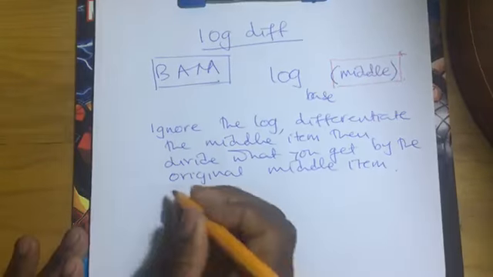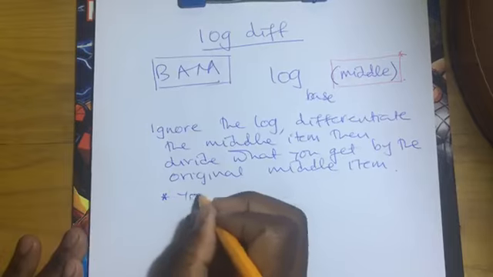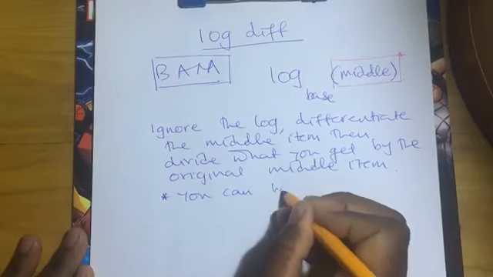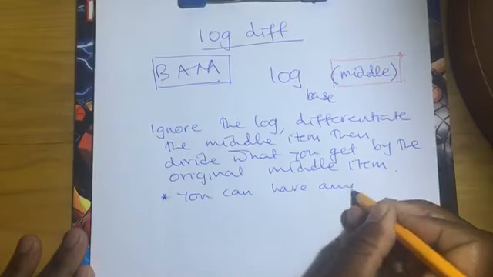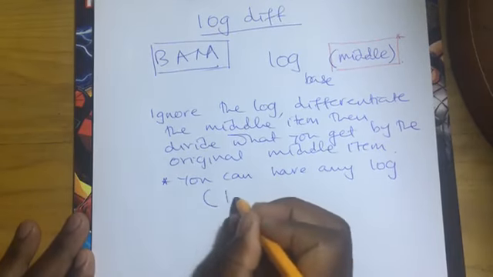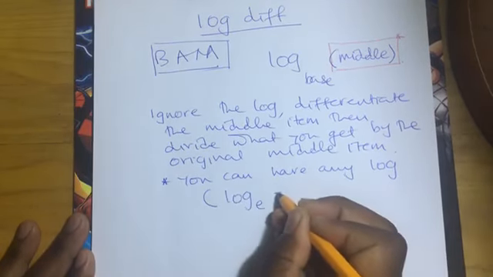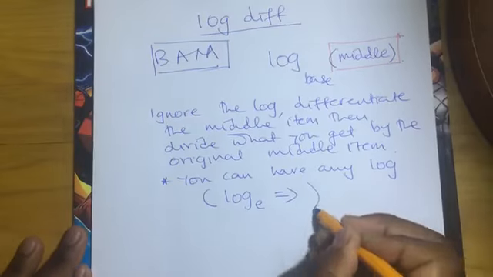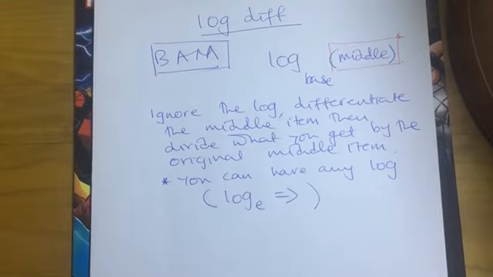Now, logs, so you can have any log. What do we call a log that has a base of e? So log base e, how is it simply written?